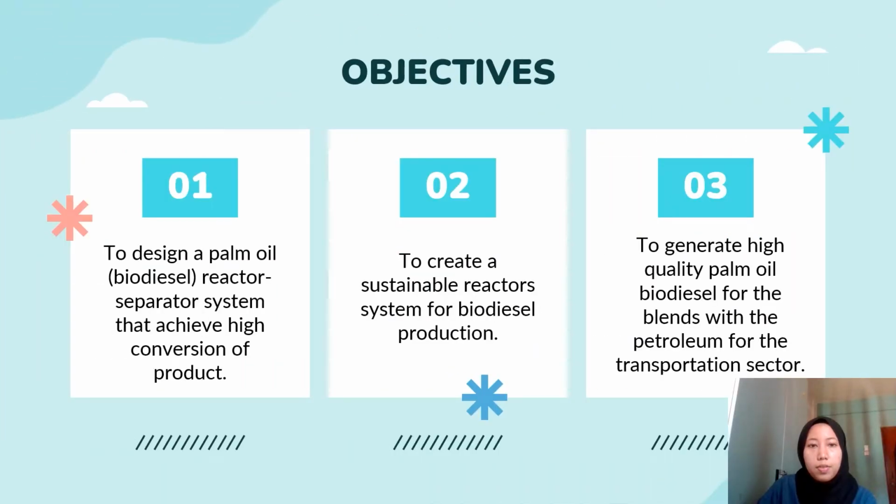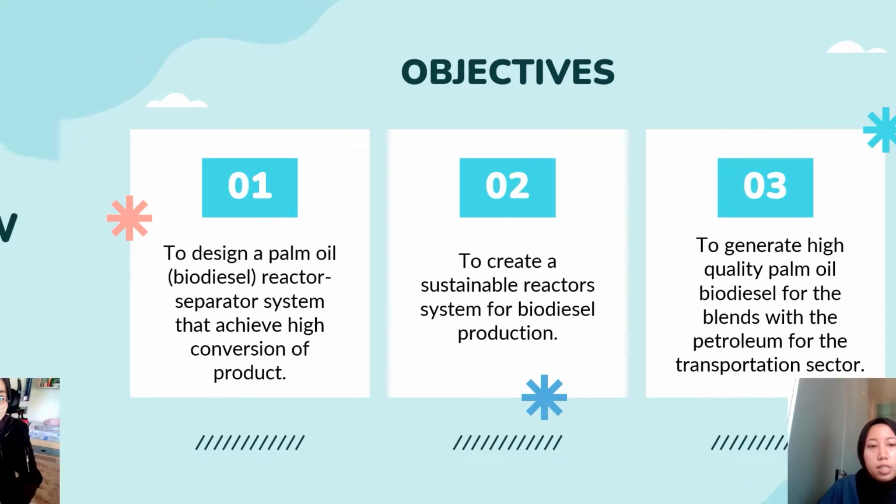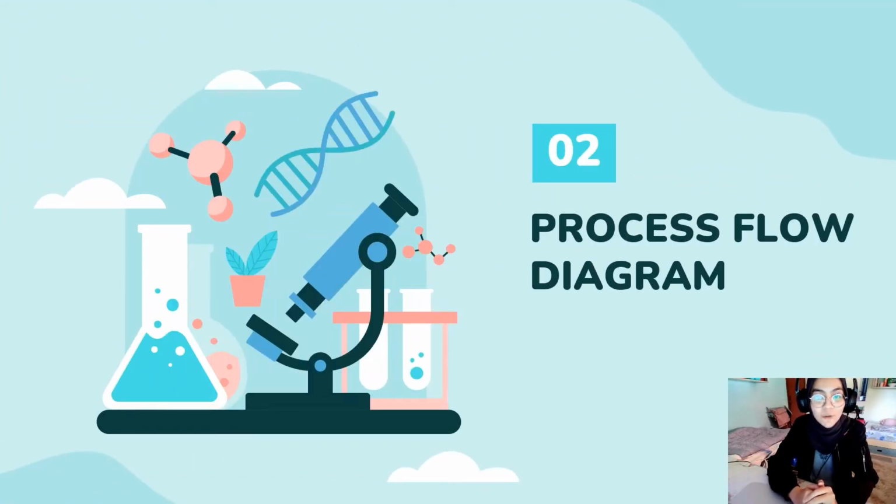The objectives for this project: the first one is to design a palm oil biodiesel reactor separator system that achieves high conversion of product. The second one is to create a sustainable reactor system for biodiesel production. And the last one is to generate high quality palm oil biodiesel for blending with petroleum for the transportation sector. Moving on to the next part, which is the process flow diagram in producing biodiesel.